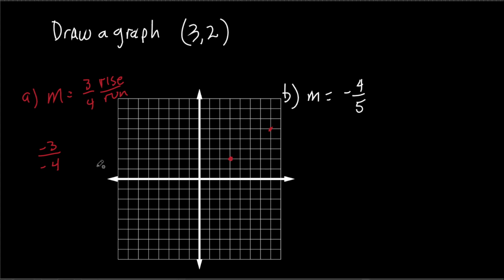Or I could go -3, -4. So let's rise -3: 1, 2, 3. Run -4: 1, 2, 3, 4. They should all line up. Does it look like they line up? Absolutely. So it's going to look like that. I'll extend this one out a little bit. You could always put arrows on there. I'm not going to due to time. There's your graph. That's what you would do, and that's what they're going to ask you to do.